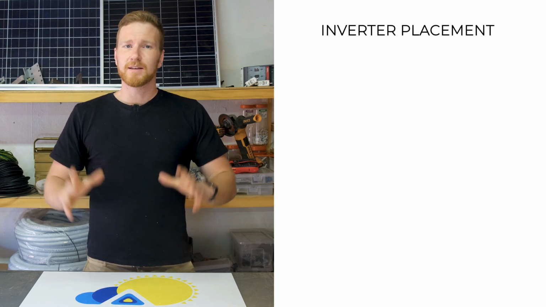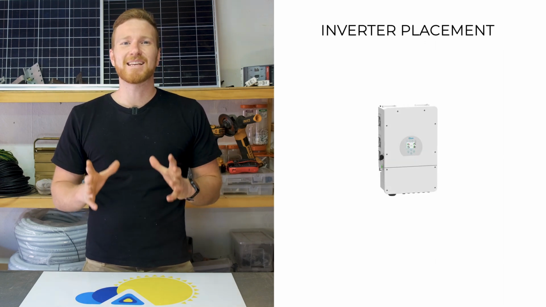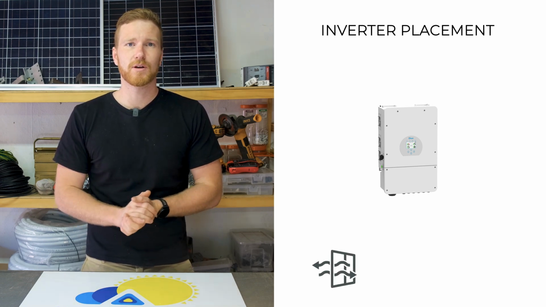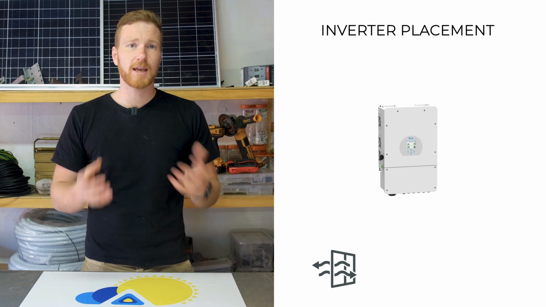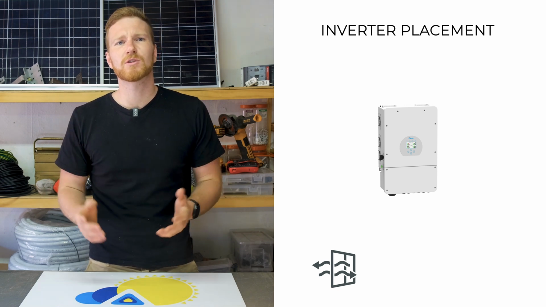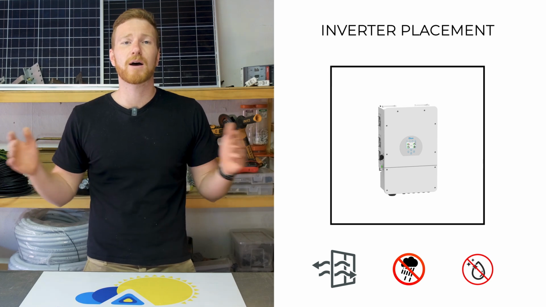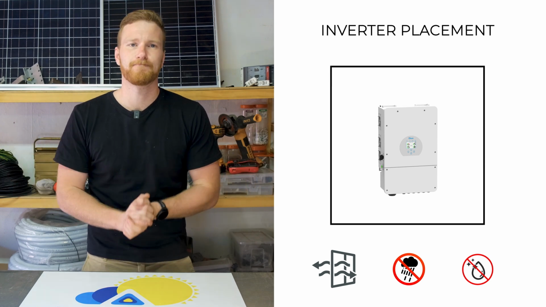Inverter placement. Now, you want to ideally place the inverter in a well-ventilated location near your main distribution board to minimize costs on cabling. Make sure it's not exposed to any rain or moisture, and allow 20 centimeters of spacing around the inverter for ventilation.